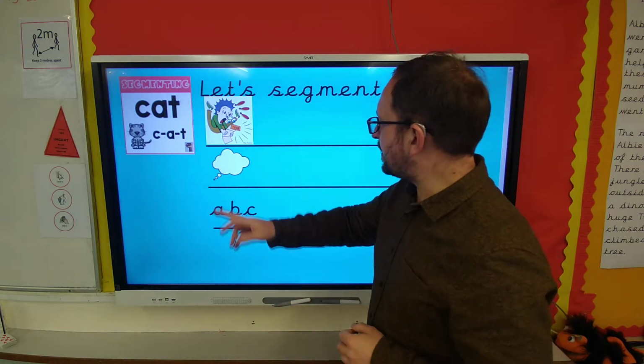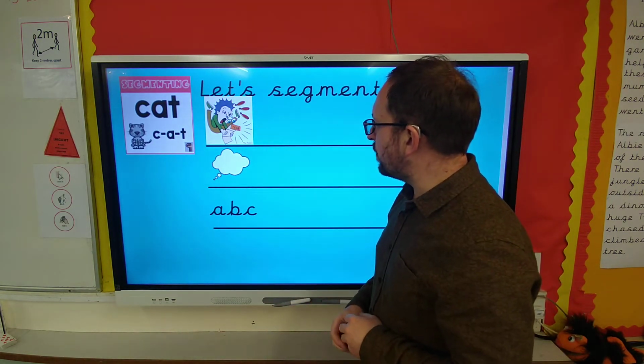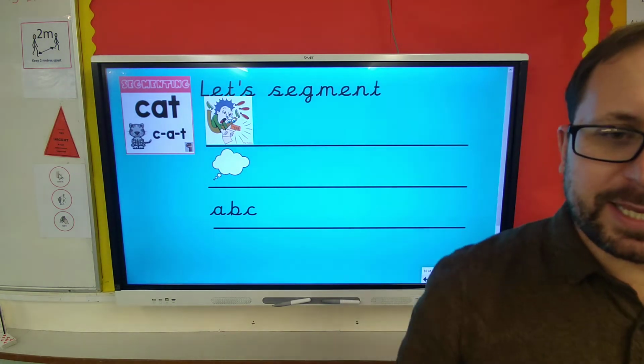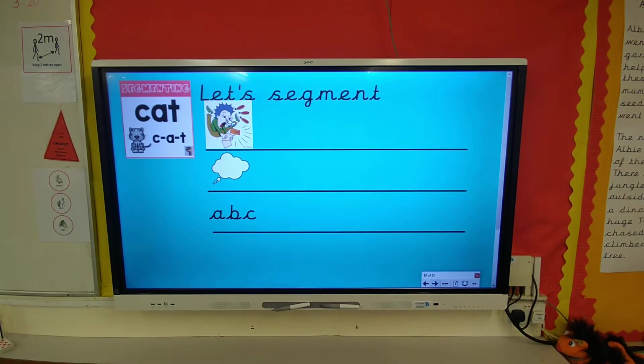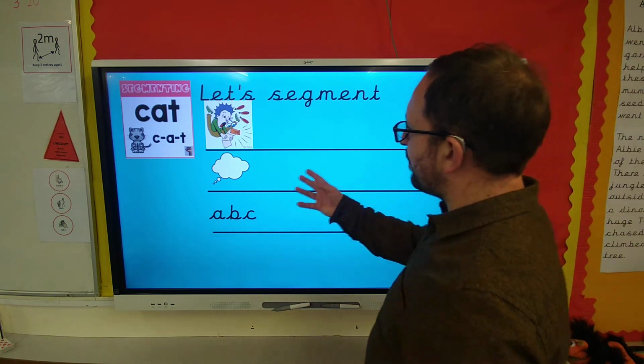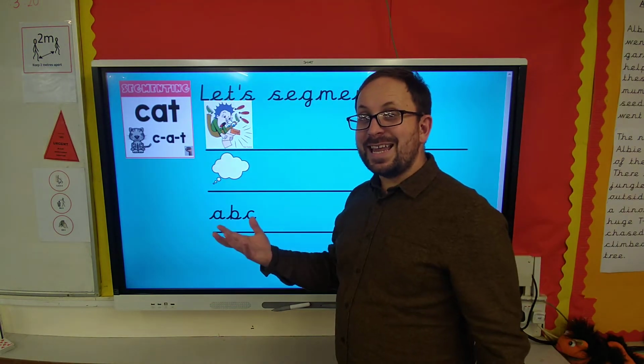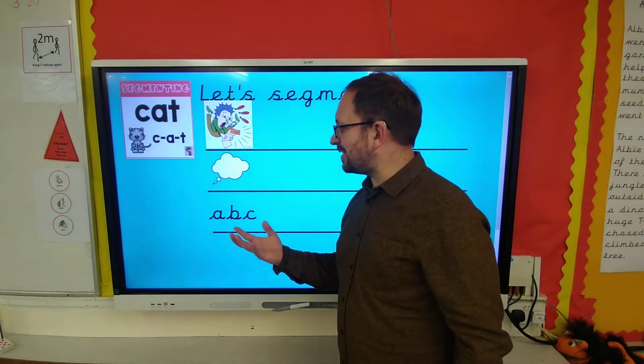Okay, next up, we've got this thought, which isn't a thought. Of course, it's the thought bubble that we use in our shape coding. It's an adjective. Adjective.